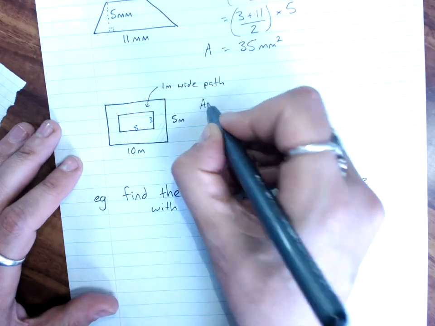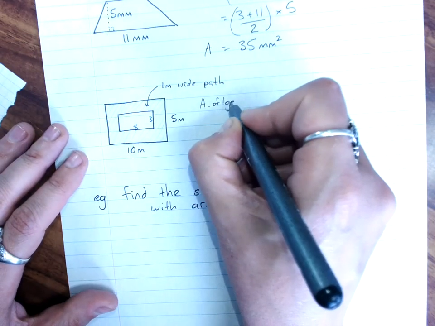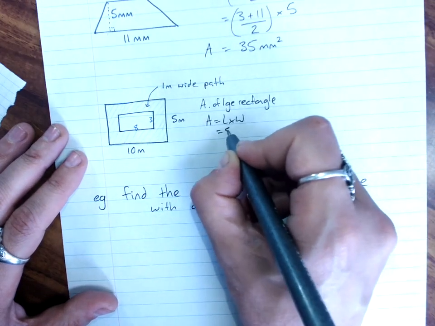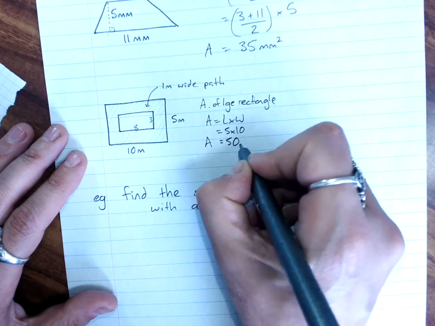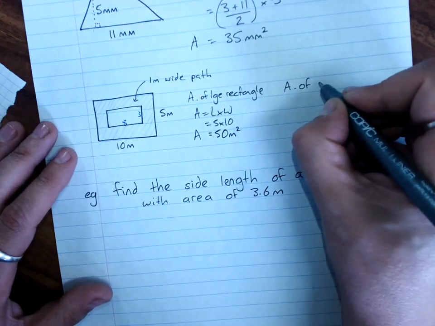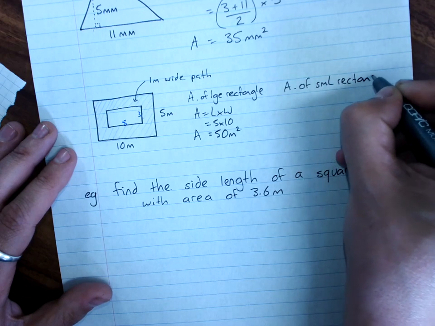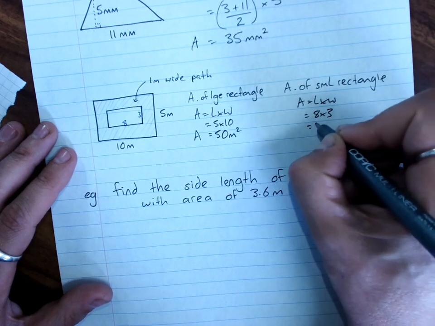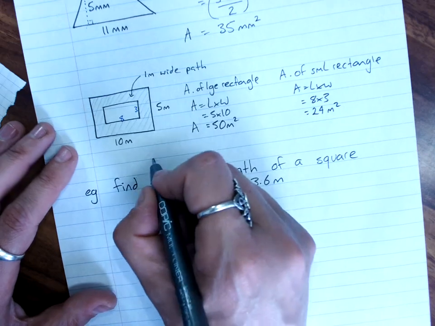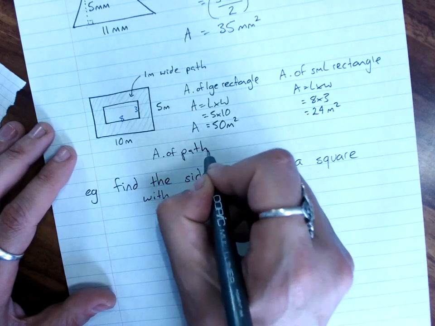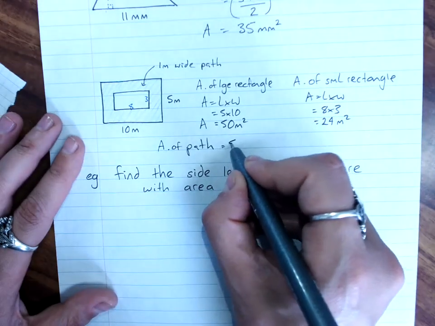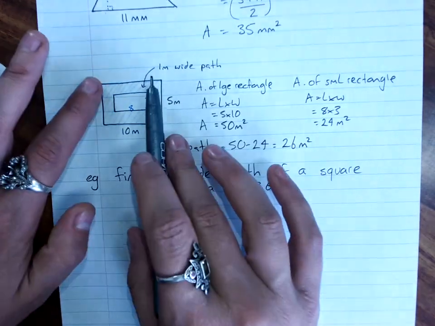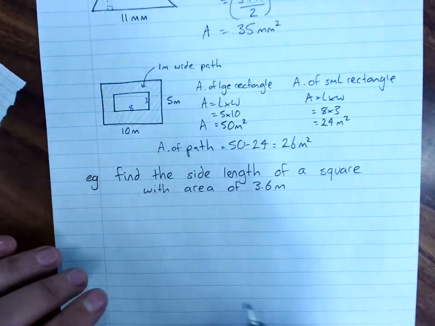So it's a good idea to label what you're finding. Area of large rectangle. Area is length times width. 5 times 10. Area is 50 metres squared. Area of the small rectangle. Area is length times width. 8 times 3, so that's 24 metres squared. And then area of path, I'd leave more space if I had it, is 50 minus 24, which is 26 metres squared. So you're subtracting, some shapes you're going to add.